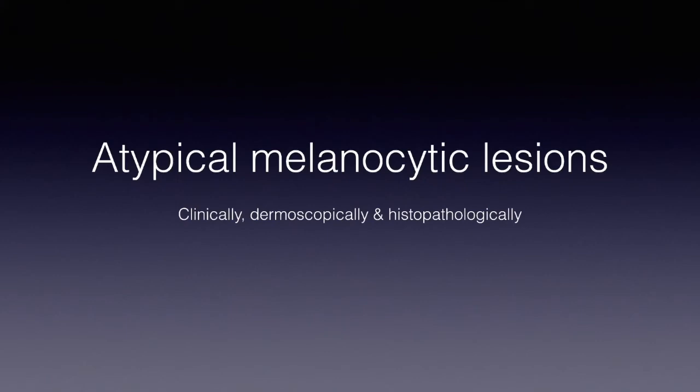Hi, this is Giuseppe Argenziano from Naples, Italy, and today I would like to speak with you about atypical melanocytic lesions. What I mean with atypical melanocytic lesions is basically a type of lesion which is histopathologically in between a nevus and a melanoma, with subtle melanoma criteria which are not enough for the pathologist to diagnose the lesion as a melanoma.